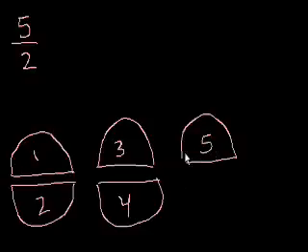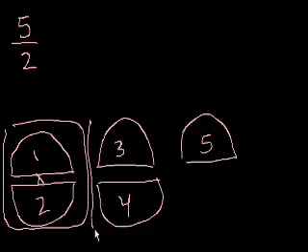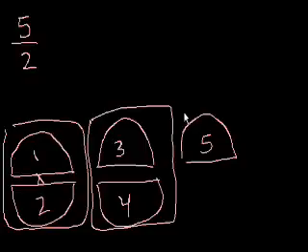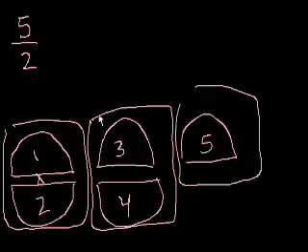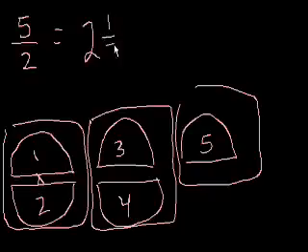So that's 5 halves. Well, if we look at this, if we combine these 2 halves, this is equal to 1 piece. I have another piece. And then I have half of a piece, right? So that is equal to 2.5, I guess we could say, pieces of pie. Hopefully that doesn't confuse you too much.